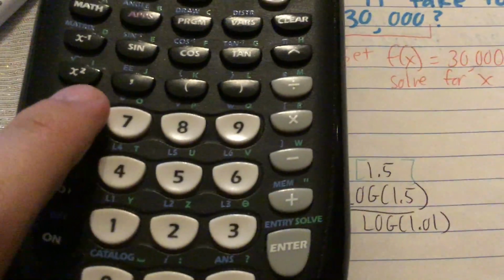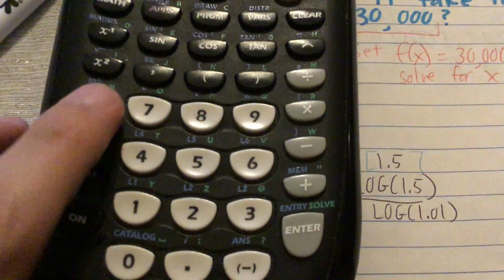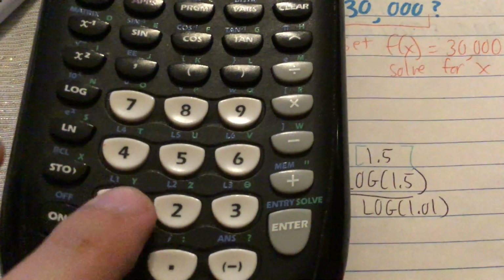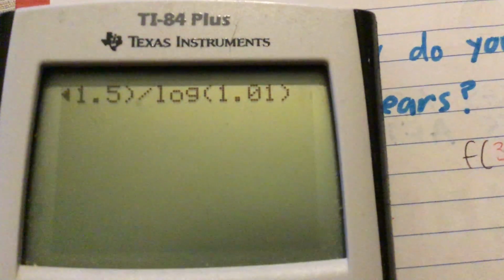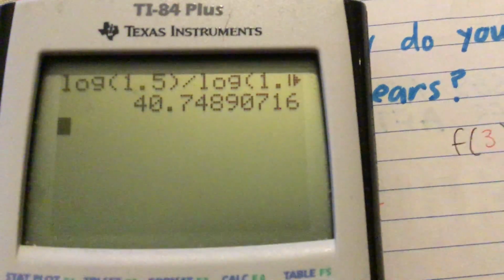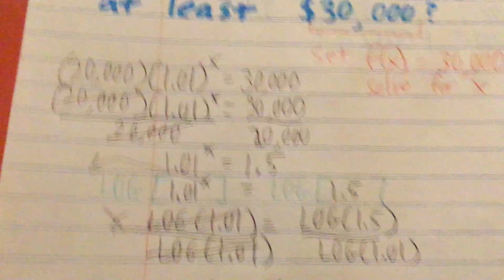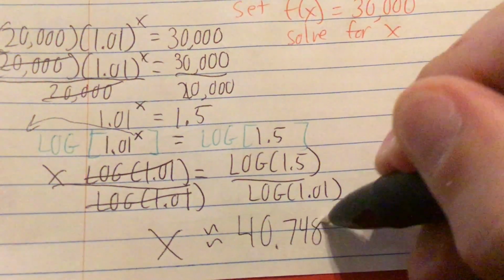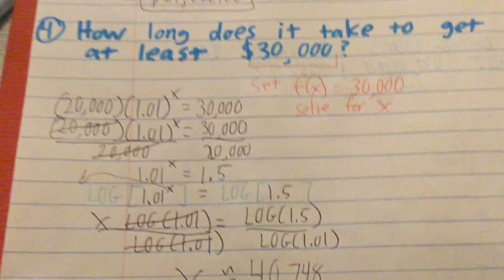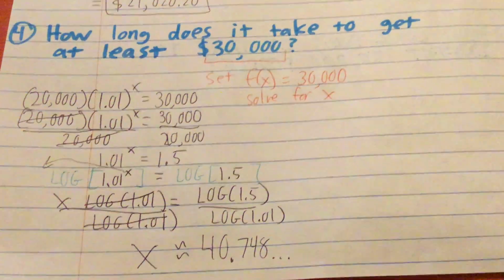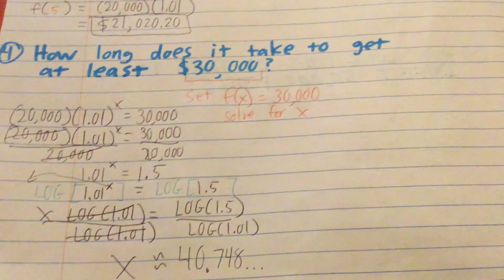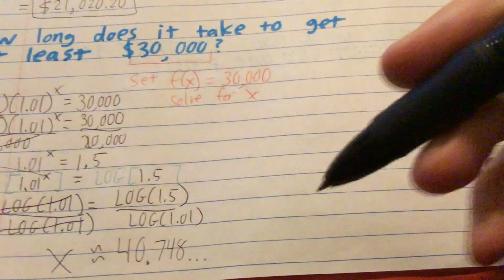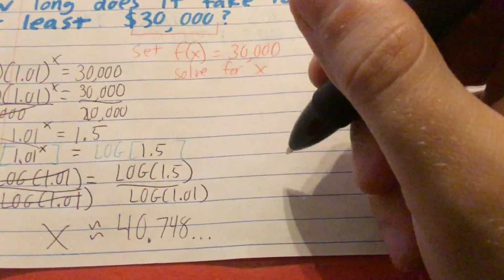Log of 1.5, close the parentheses, divided by log of 1.01, and that gets me 40.748. But the idea is, let's say you do absolutely nothing at 1% interest and you have $20,000. How long does it take to get to $30,000? About 41 years, apparently.